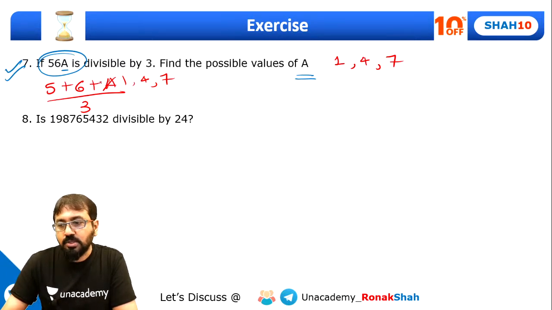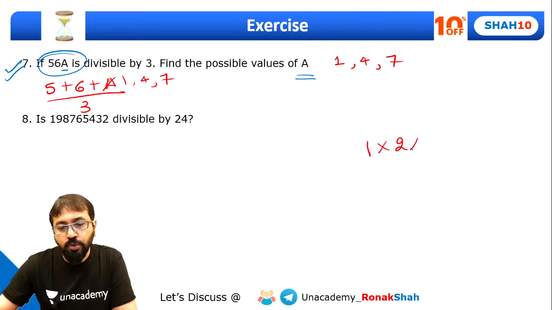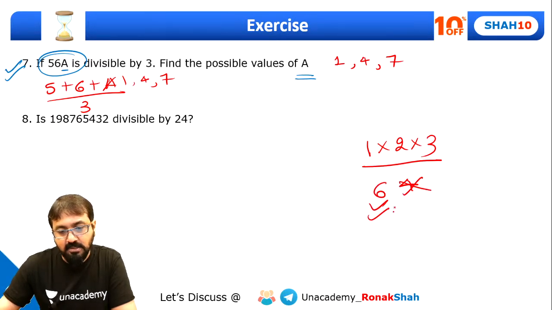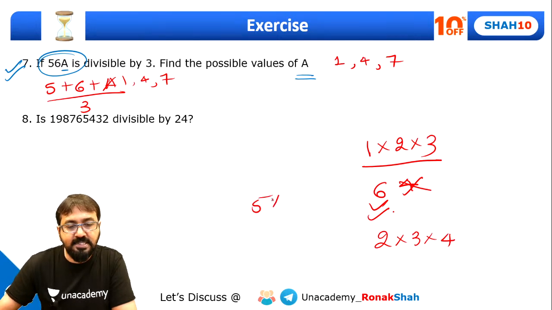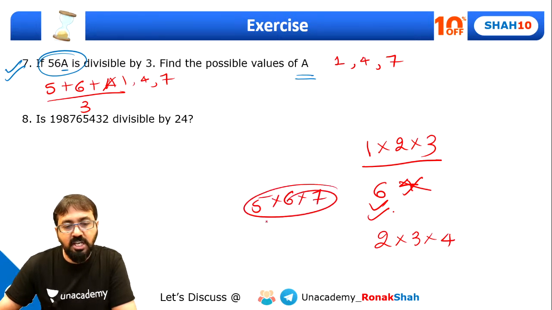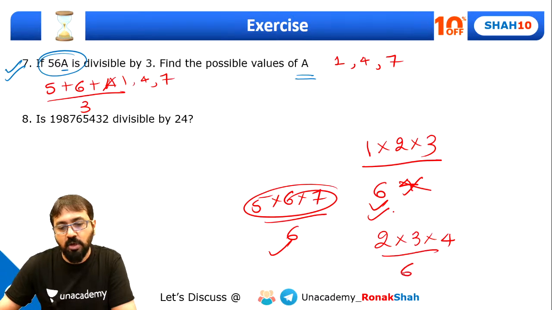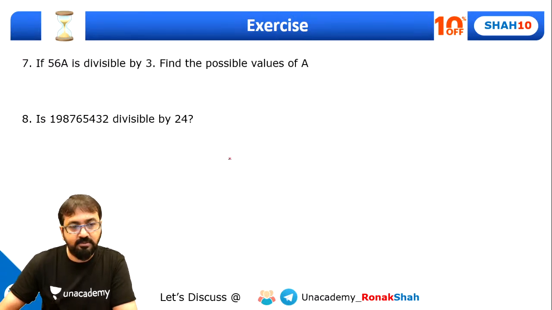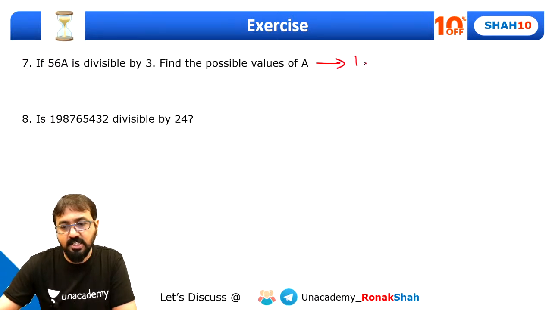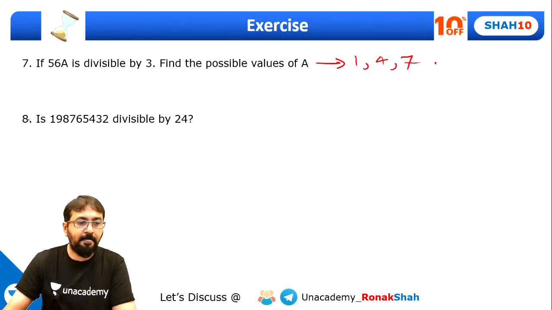नो, लास्ट क्वेश्चन आंसर वॉज 6. क्योंकि 1 इंटू 2 इंटू 3 इज नॉट डिविजिबल बाई 4 बट इट इज डिविजिबल बाई 6. फिर आप कोई भी नंबर ले लो, 2, 3, 4 ले लो या 5, 6, 7 ले लो, हमेशा वो 6 से तो डिवाइड होगा ही होगा. करेक्ट. ओके, सो हियर द आंसर इज 1, 4, 7 बाय द वे.